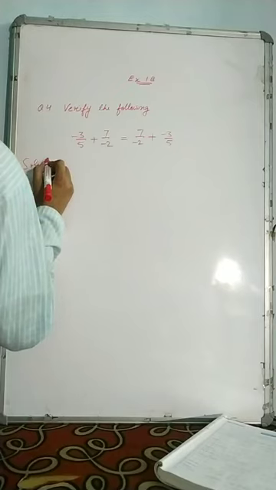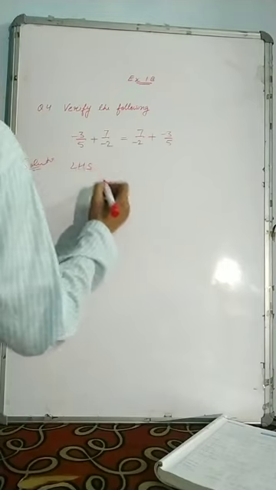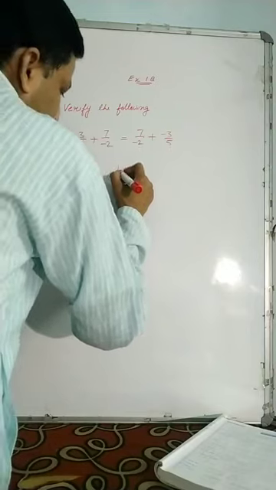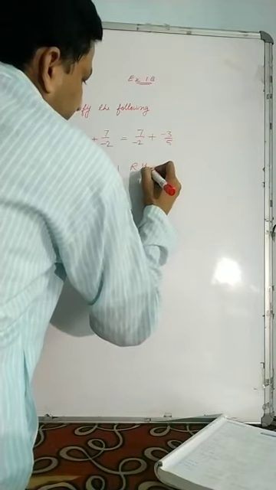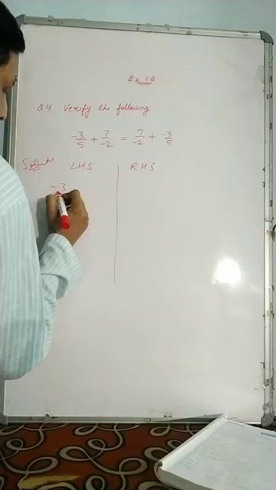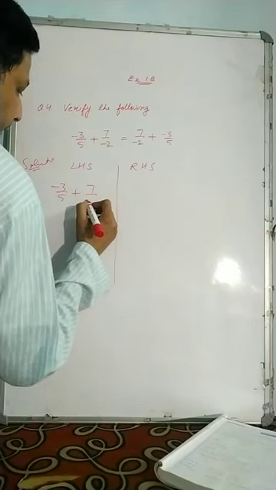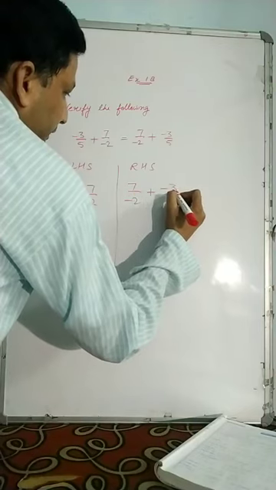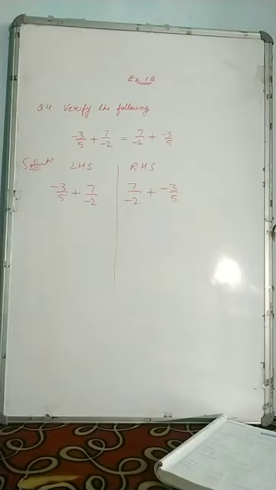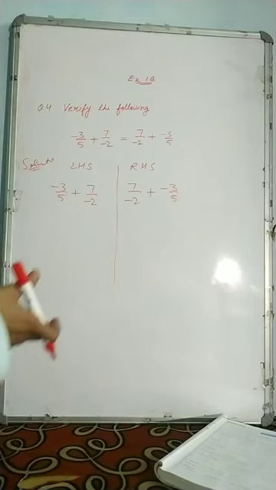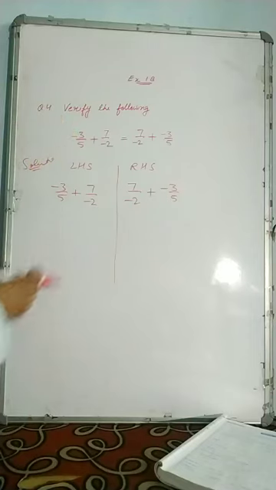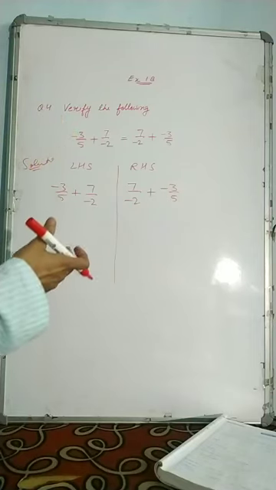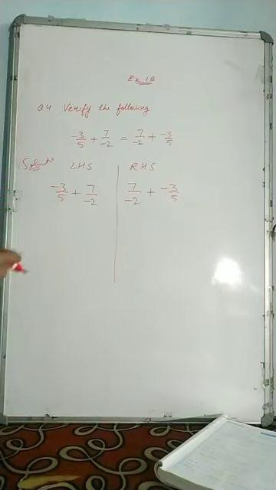Solution. Here we write left hand side along with the partition or separation line, and here we write right hand side. Minus 3 upon 5 plus 7 upon minus 2. Here we write 7 upon minus 2 plus minus 3 upon 5. Now here you can see that there is a negative denominator. So first of all we will convert into the positive denominator, or there are two symbols between two rational numbers. So we will convert into the single symbol, that is also known as standard form.